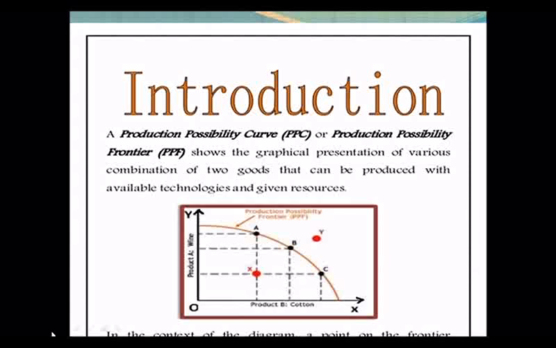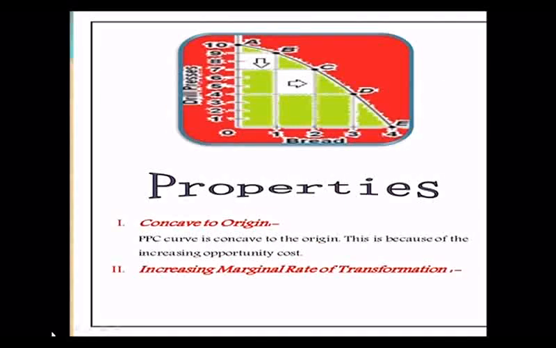Students, I think now you are familiar with PPC, that what it shows. We can do a short revision here. Production possibility curve is a graphical presentation of various combination of two goods that can be produced with available technologies and given resources. The basic properties of PPC are: first is PPC is concave to the origin.